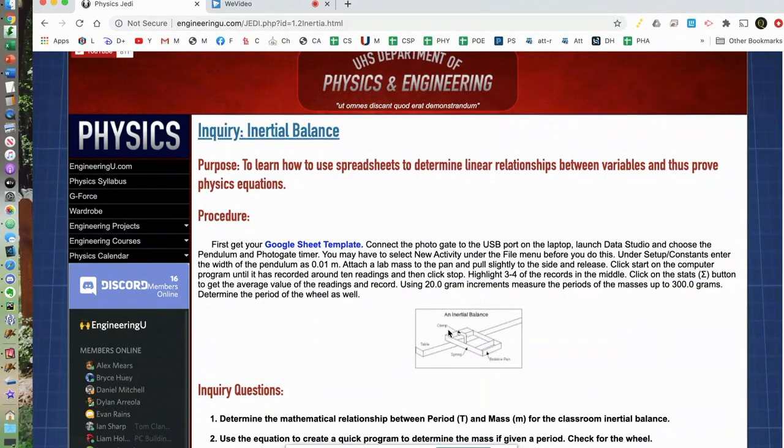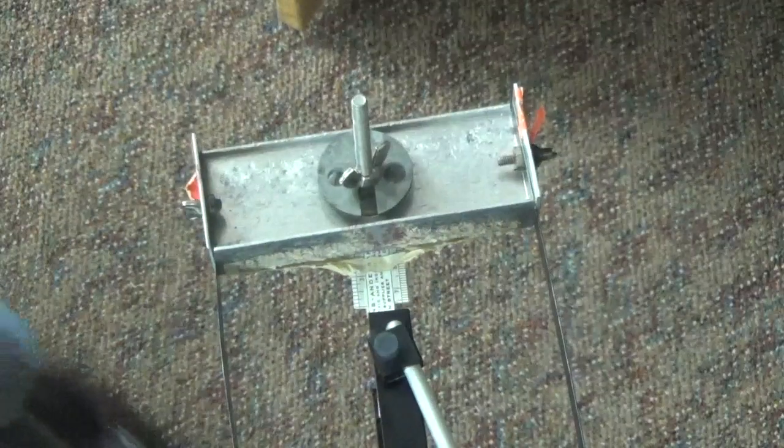So what we're interested in looking at is the relationship between the amount of mass and the period of the pan. So we're going to go ahead and do this experiment, and then afterwards we will look at our data and try to analyze the relationship between mass and period. Okay, we're going to do the inertial balance inquiry.